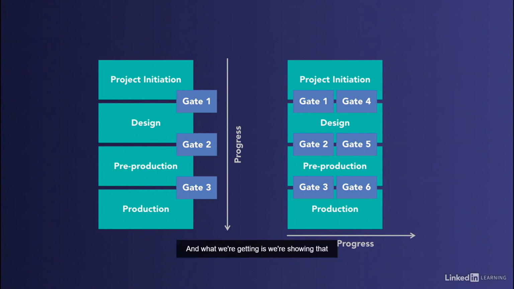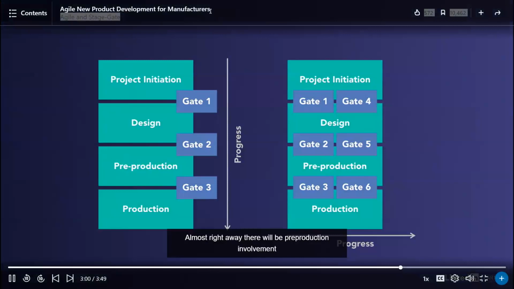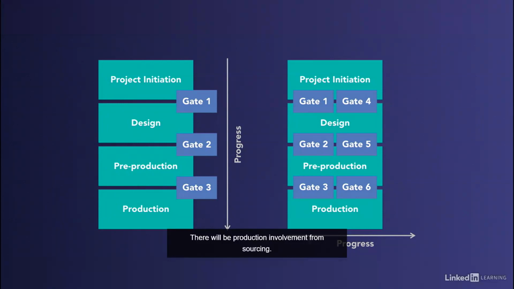And what we're showing is that there will be the project initiation. There will be some early design work as the project starts. Almost right away, there will be pre-production involvement from manufacturing and from validation stakeholders. There will be production involvement from sourcing. All these stakeholders will be involved early on. And as we move through the project, as the progress moves from left to right, more of these folks will be engaged. The project will define the product further, and we will move through the gates like we did before, but encompassing some of each of the stages as we move from left to right or as we move forward in time.